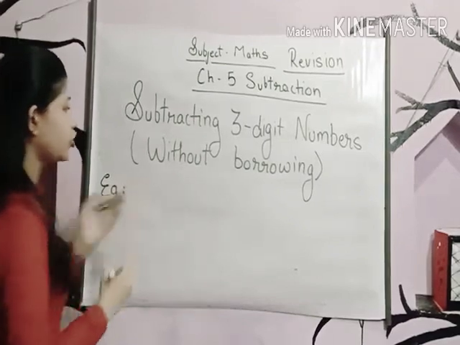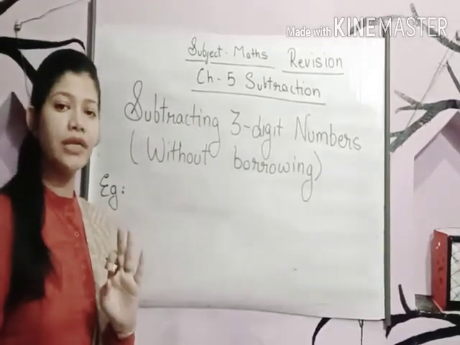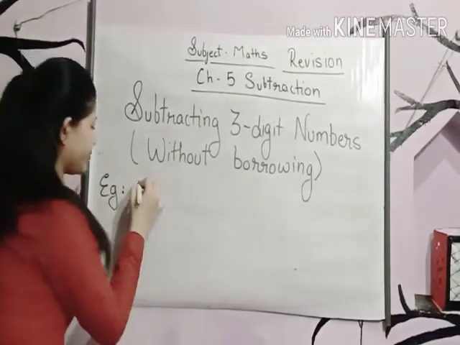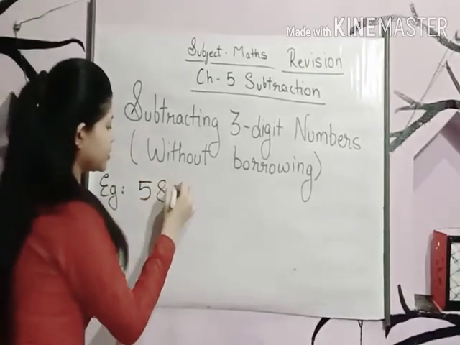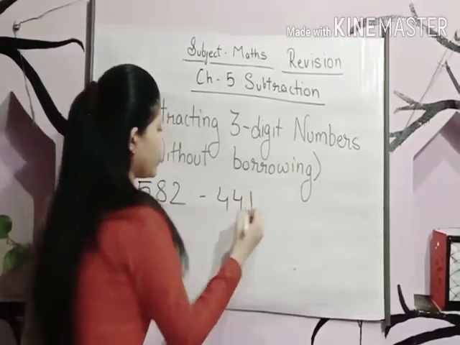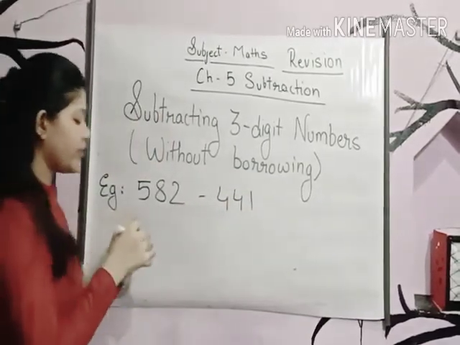Now let's have some examples. Here we have to do it without borrowing, which means simple subtraction but of 3 digits. Clear? Let's have an example: 582 minus 441. So what will we do first?